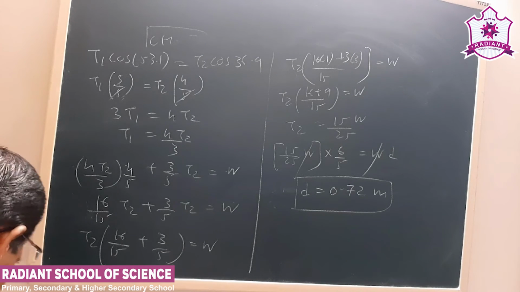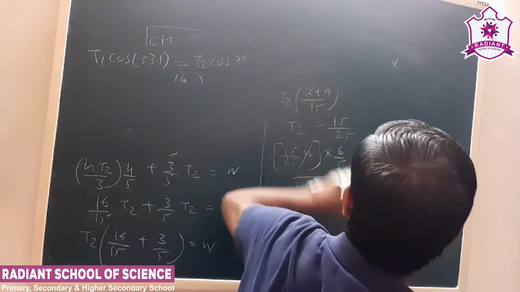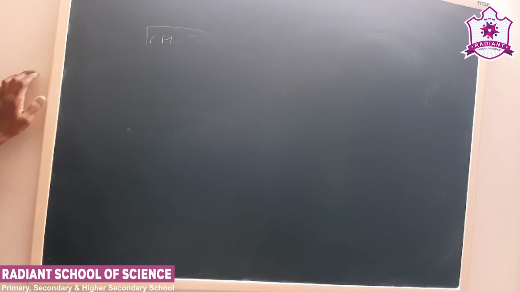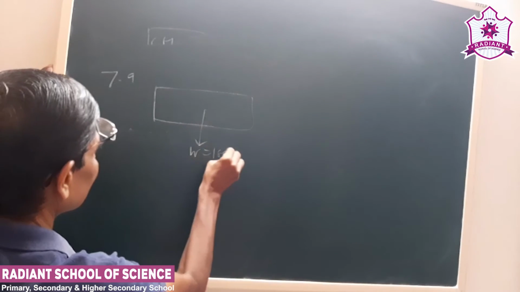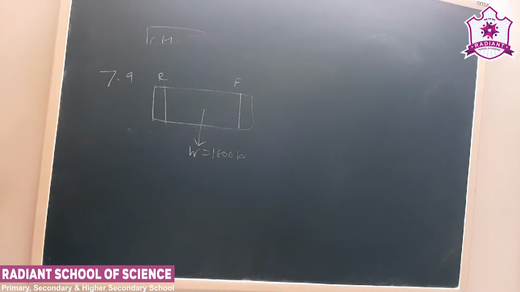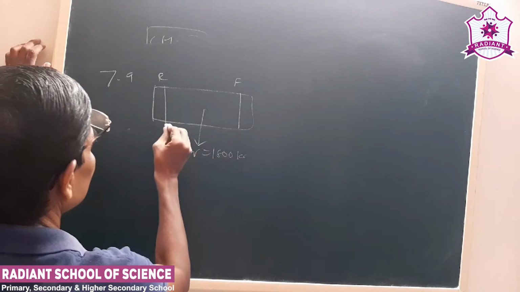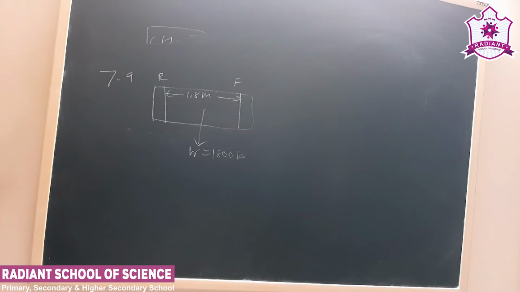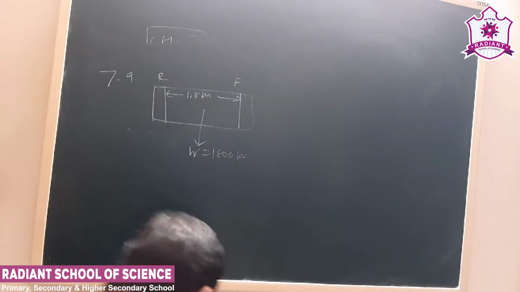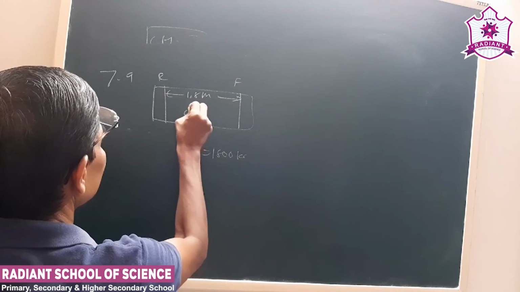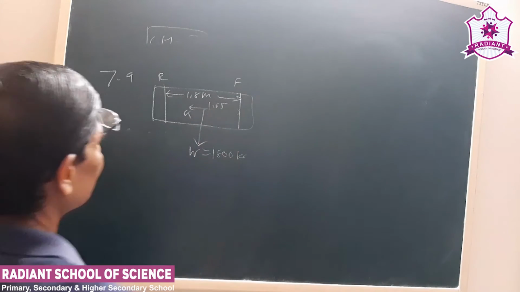Now see our next example, that is example number 7.9. Now see, the weight of the car is 1800 kg. Now see the two axles, front and rear axle, are at a distance of 1.8 meter. The front and the rear axles are at a distance of 1.8 meter. See the center of gravity, that is G, it is at a distance of 1.05 meter from the front axle.